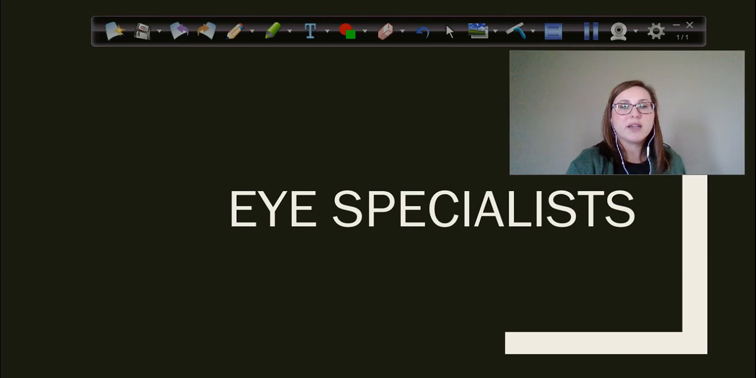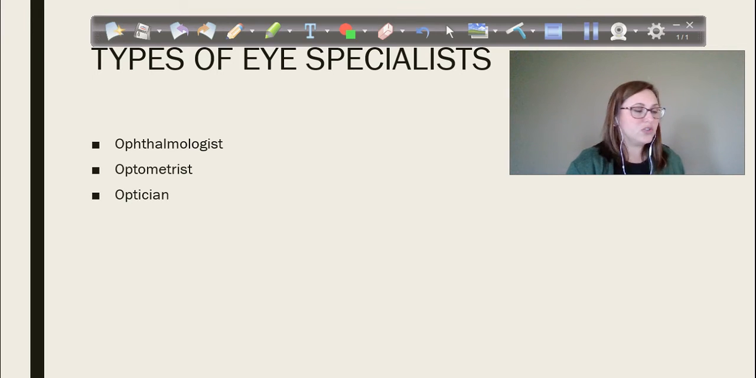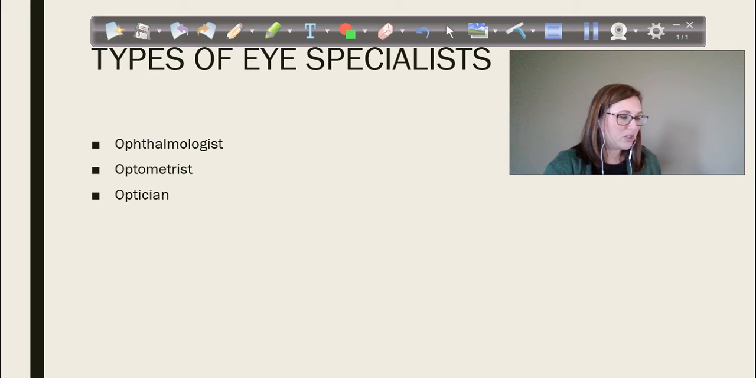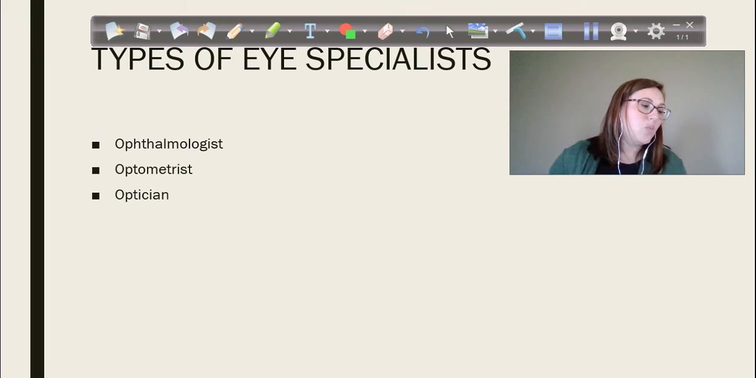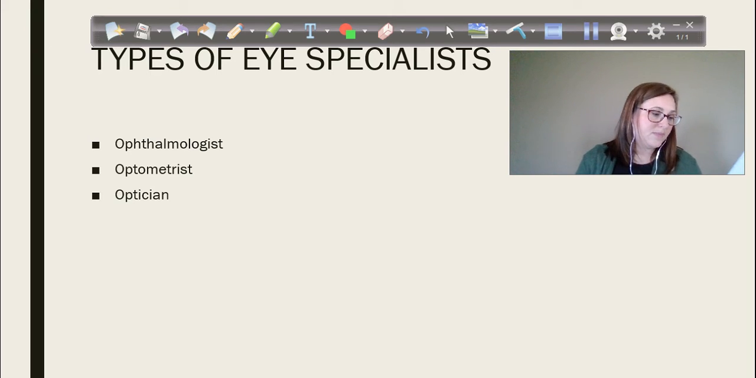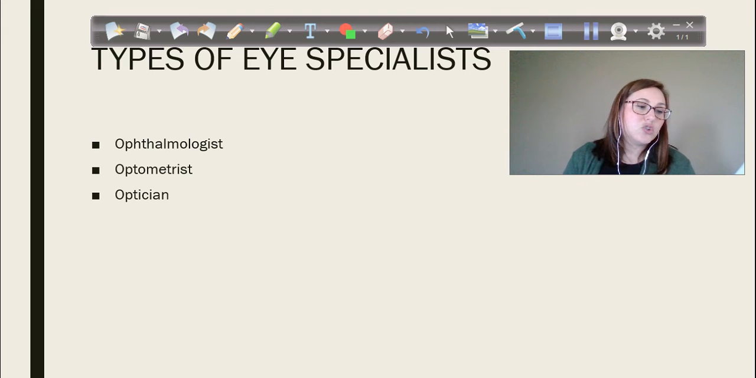So if we talk about eye specialists, there's three kinds. There's an ophthalmologist, an optometrist, and an optician. So the ophthalmologist is someone who specializes in the diagnosis and treatment of diseases and disorders of the eyes.